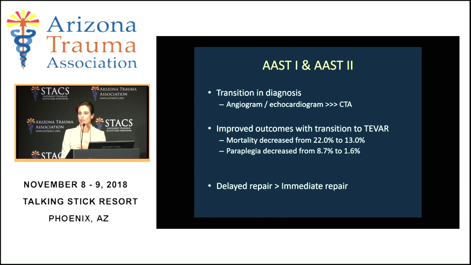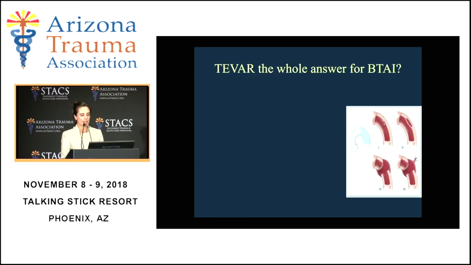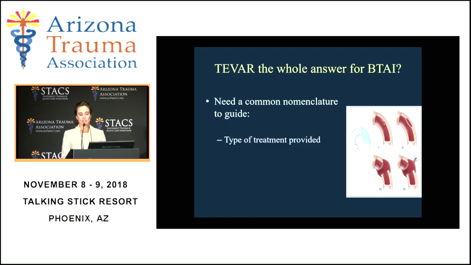So if they had other injuries that required more important or more rapid treatment, that delayed repair was actually becoming quite acceptable. Now, is TBR and stents the whole answer for blunt thoracic aortic injury? Well, we needed a common nomenclature guide. There are several grading systems out there, certain ways to distinguish a hematoma from an intramural hematoma, from a transection, from a dissection, from a complete leak. So the type of treatment provided is really one of the things that is driven by a common nomenclature guide.